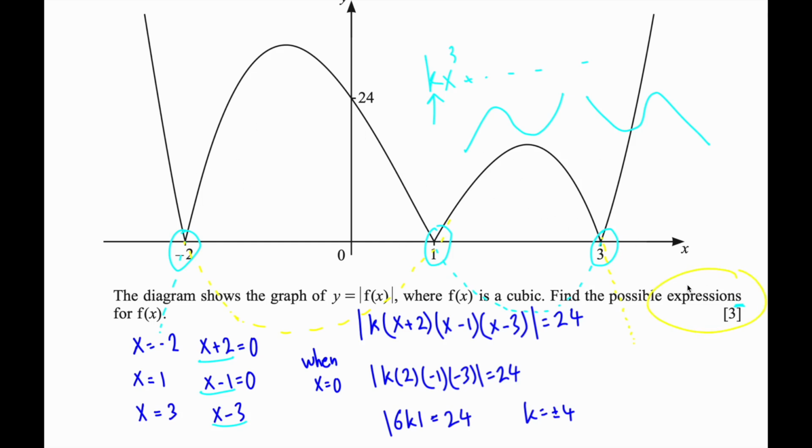That's why the question is asking for the possible expression. So there are two answers, and that's what the k here is for. After substituting all the linear factors, since I'm given this y-intercept, which is 24, I can put it equal to 24 when x is 0. So basically when x is 0, this whole thing becomes 24. So I replace this with zeros, and that's what I got there.